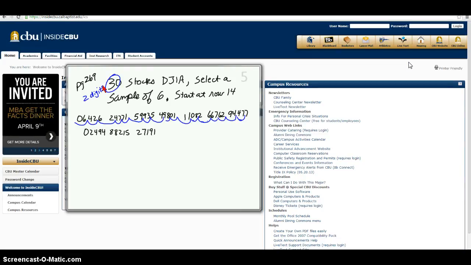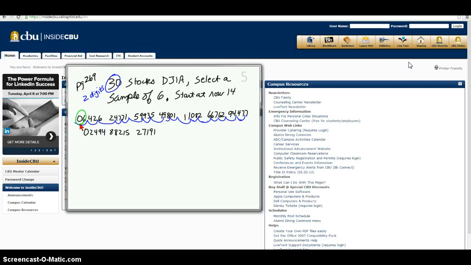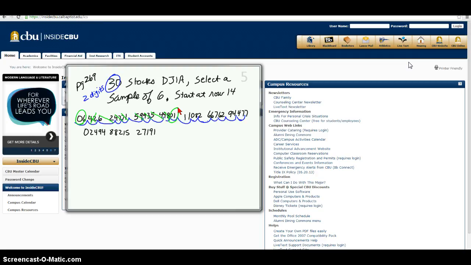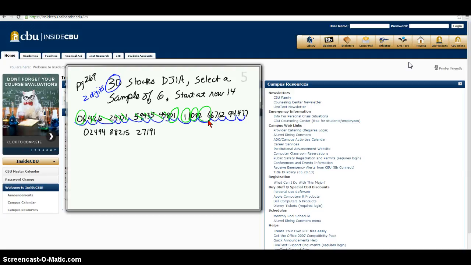So what's my first number I'm going to pick? 06. I can't do 42 because 42 is greater than 30, right? 62 is greater than 30. 47, 71, 49, 93, 50. Oh wow. The next one would be 01. Then I'd have 11 and 8 and 26. So that's 1, 2, 3, 4, 5. And then 24, right?